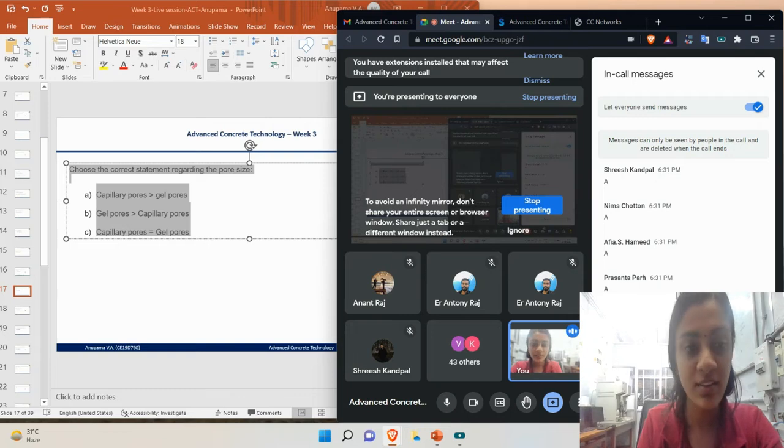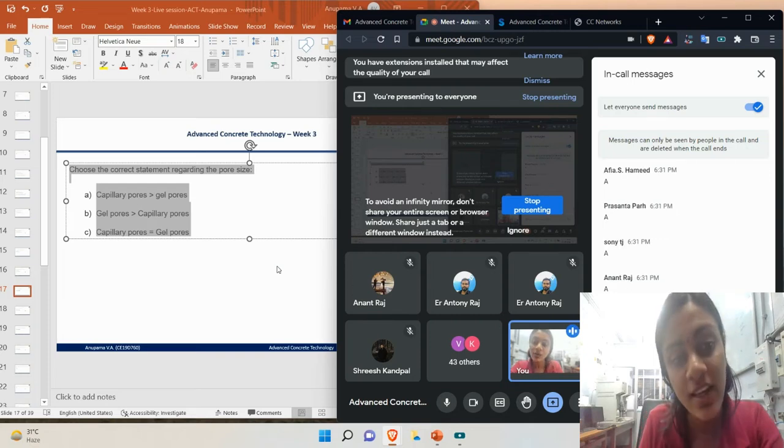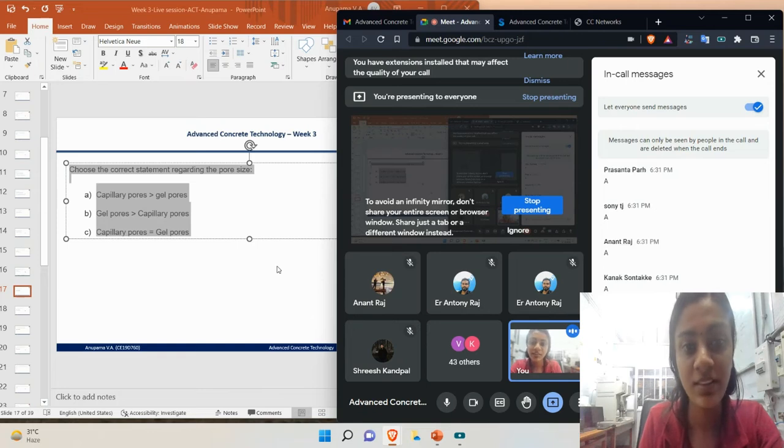There was a question in the discussion forum: what are capillary pores? Those are the pores which are present in the cement paste but outside the CSH. They are not within the CSH, they are outside the CSH. They are capillary pores.